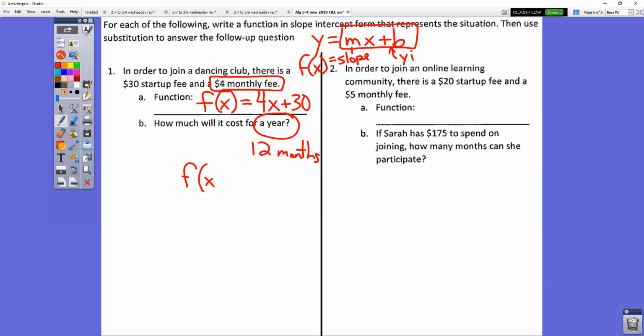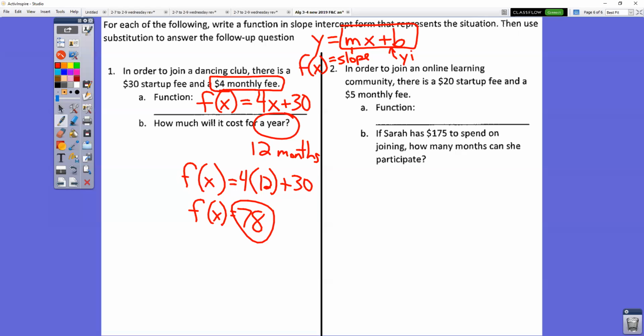So we're going to sub that into our equation. So 4 times 12 plus 30. 4 times 12 plus 30 gives you 78. So for 1 year, with the startup fee and the monthly fee, it would cost $78 total.